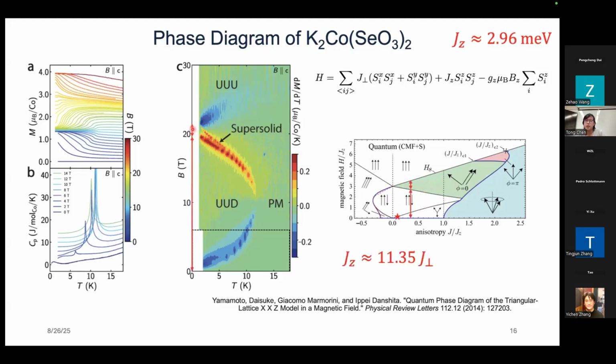And then by comparing the span of the supersolid phase and the up-down phase, we know that the system should be very close to the Ising limit. And by comparing the ratios between these two phases, we know that JZ is 10 times larger than J perpendicular. So from this, we also have an estimation of J perpendicular just by comparing the phase diagram with the calculated phase diagram at zero temperature.